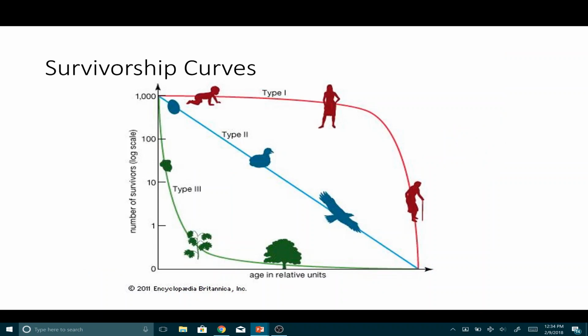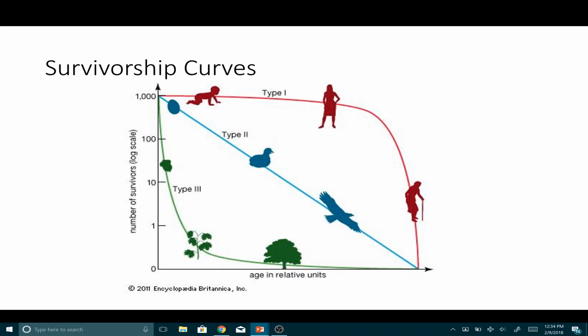All right, so survivorship curves. As you can see here on the y-axis, we have the number of survivors in the population, and then we have the age in relative units. I'll start with a type 3 curve, and here you can see that when the organisms are young, the number of survivors drastically decreases.